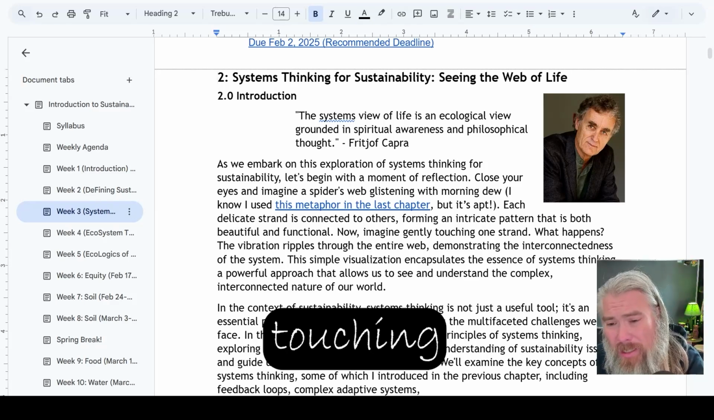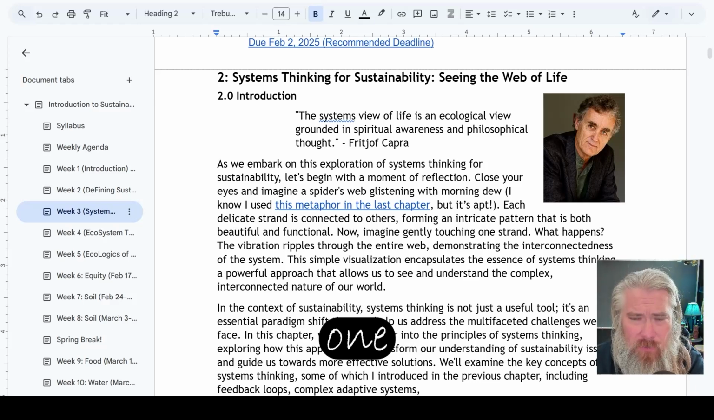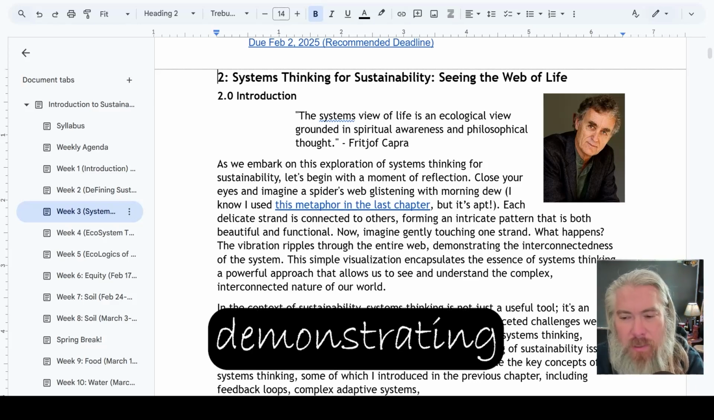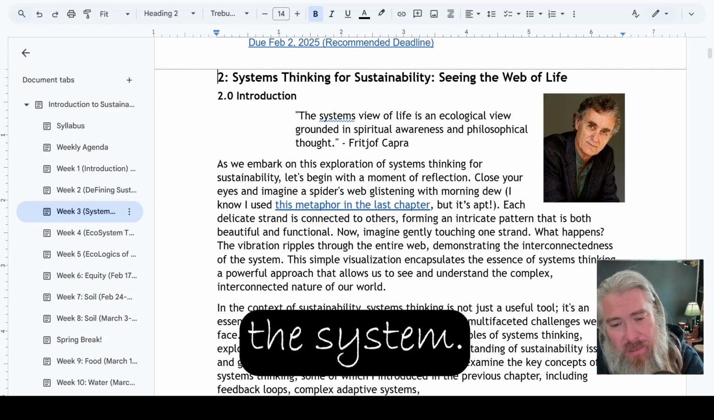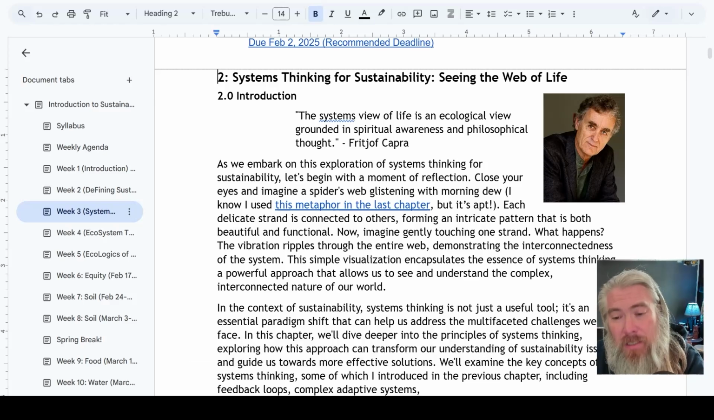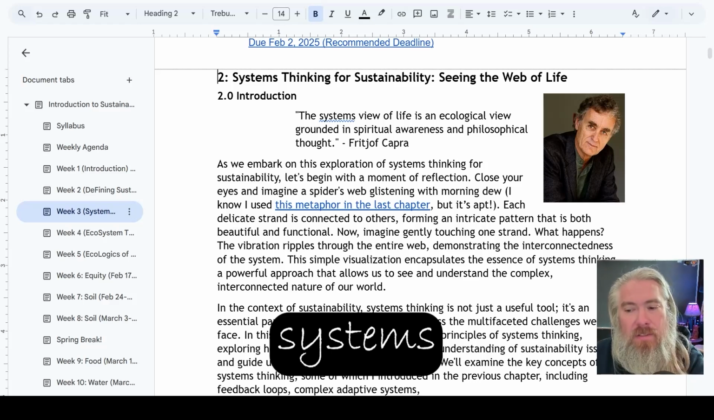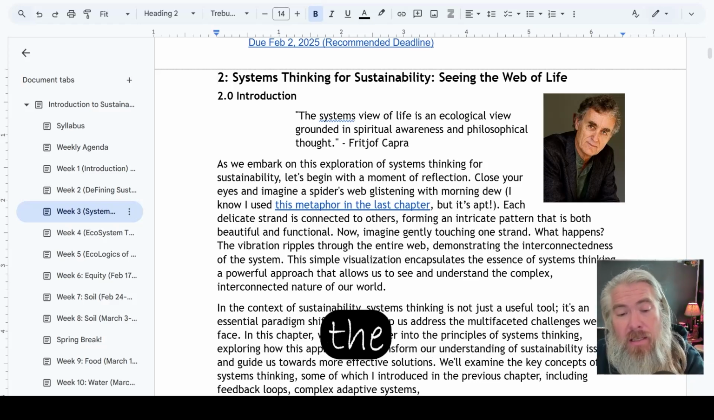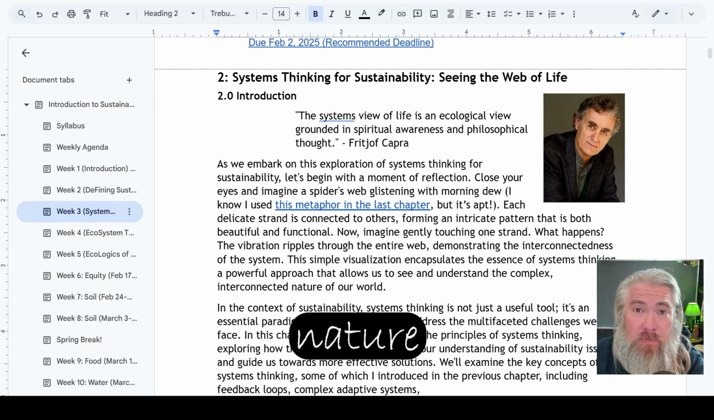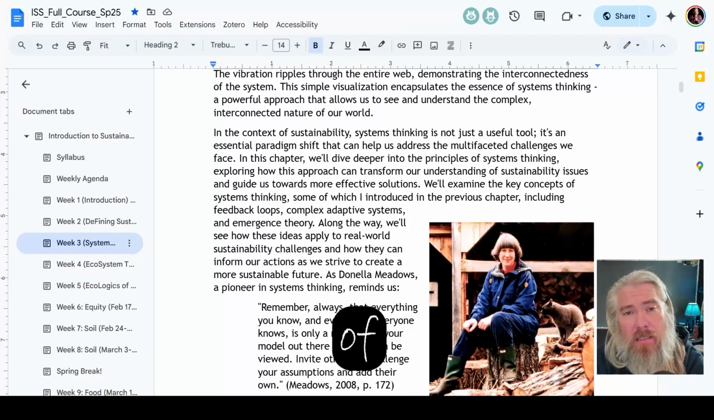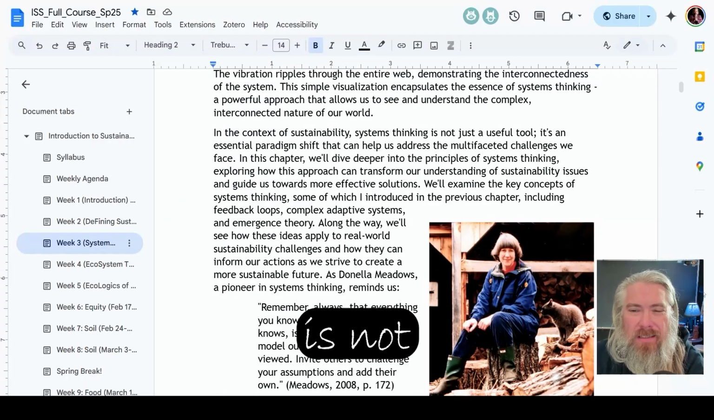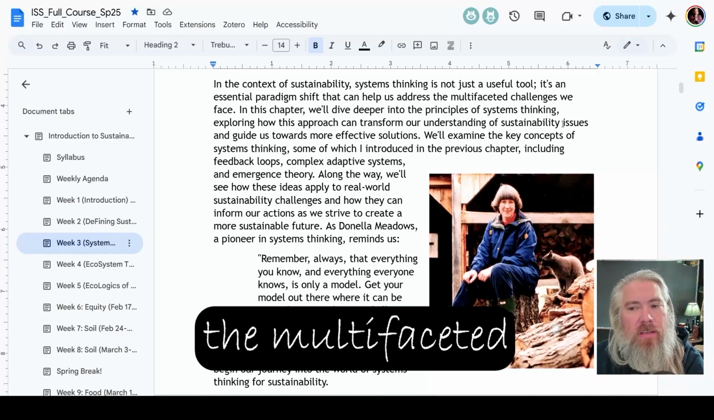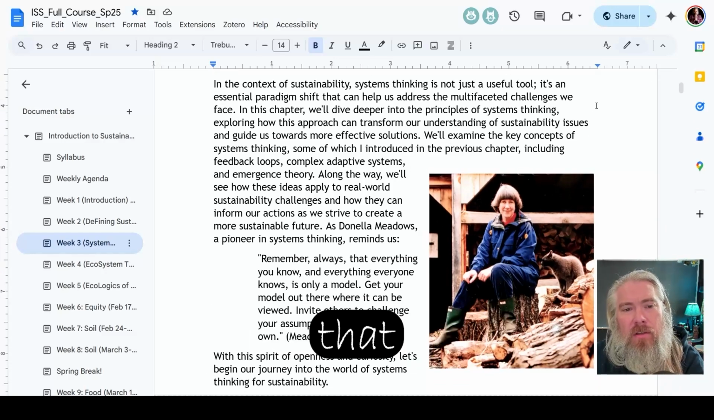Now, imagine gently touching one strand. What happens? Obviously, the vibration ripples through the entire web, demonstrating the interconnectedness of the system. This simple visualization encapsulates the essence of systems thinking, a powerful approach that allows us to see and understand the complex, interconnected nature of our world. Now, in the context of sustainability, systems thinking is not just a useful tool. It's an essential paradigm shift that can help us to address the multifaceted challenges that we face.